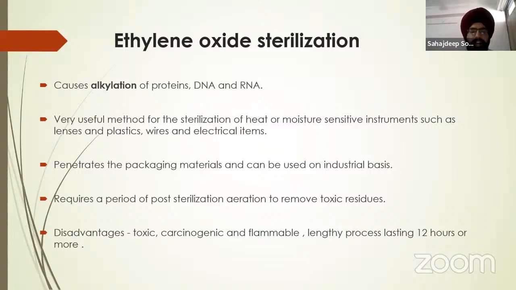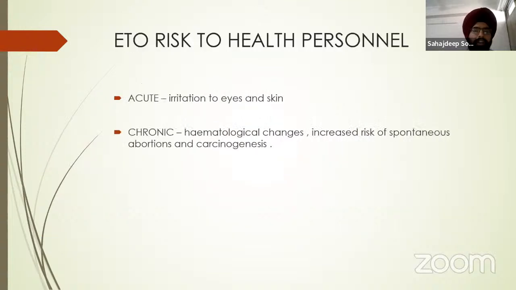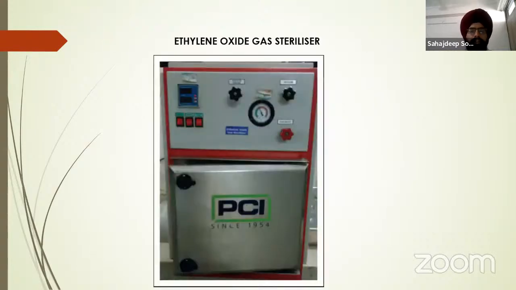The disadvantage is that the residues are toxic, carcinogenic, and flammable, and it is a lengthy process lasting 12 hours or more. Then ethylene oxide also poses a risk for health personnel. Acute exposure can lead to irritation of the eyes and skin, while chronic exposure can lead to hematological changes, increased risk of spontaneous abortion, and carcinogenesis. This is an image showing an ethylene oxide sterilizer.